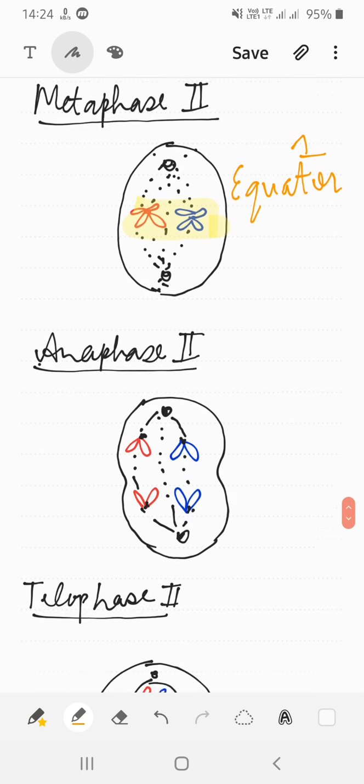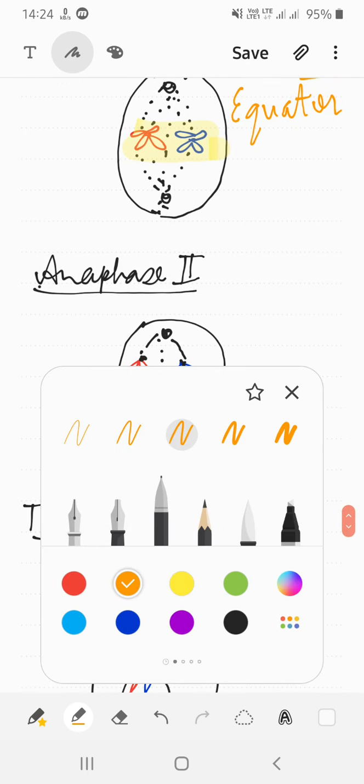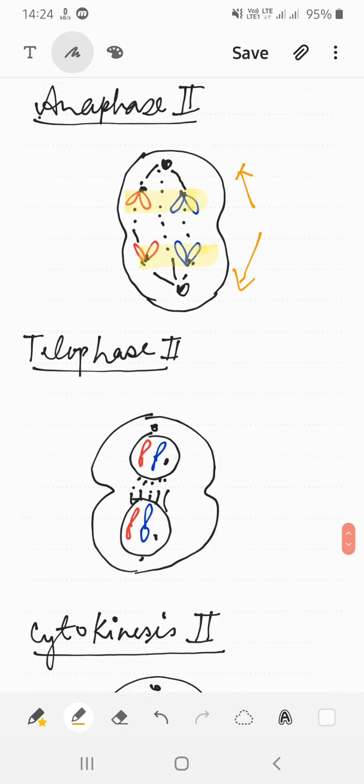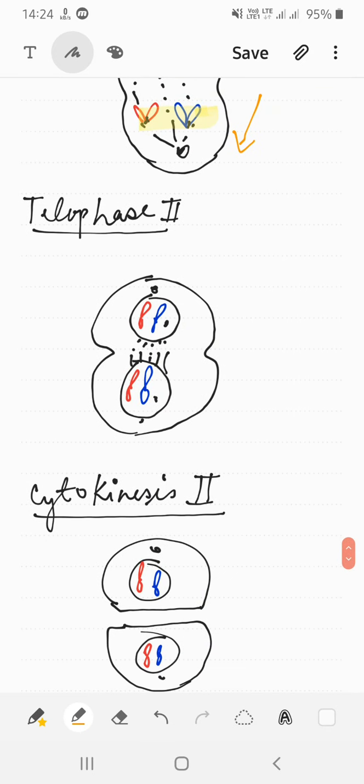In anaphase 2, again splitting of the centromere takes place and they start moving towards the opposite poles. The sister chromatids separate and two daughter chromosomes are formed. By the end of telophase 2, the daughter chromosomes have reached the poles. They uncoil, and the nuclear membrane and nucleolus start appearing and form the two daughter nuclei.